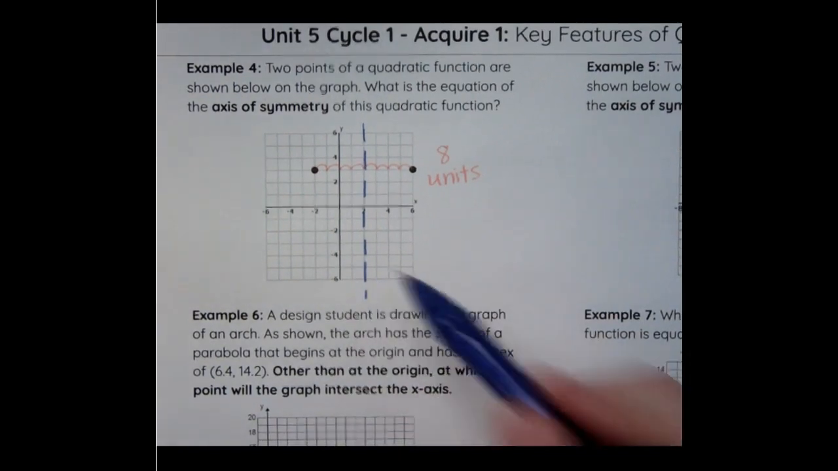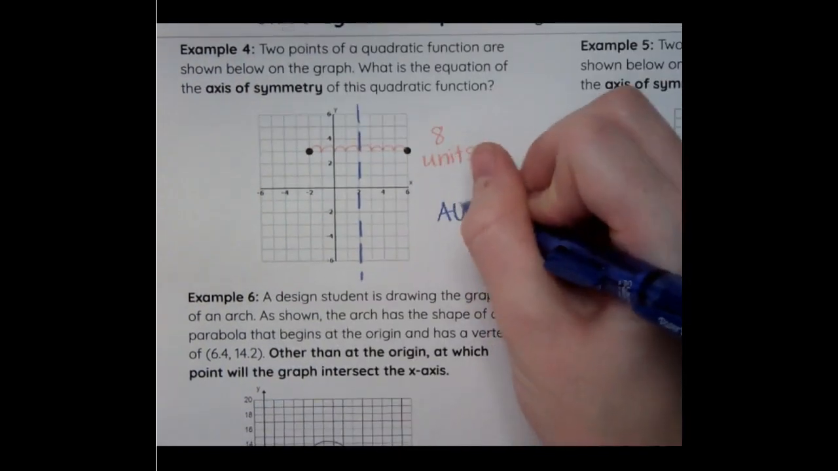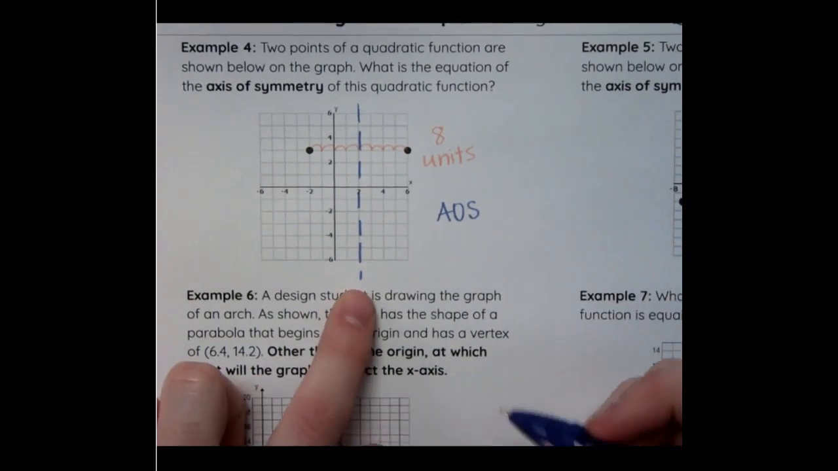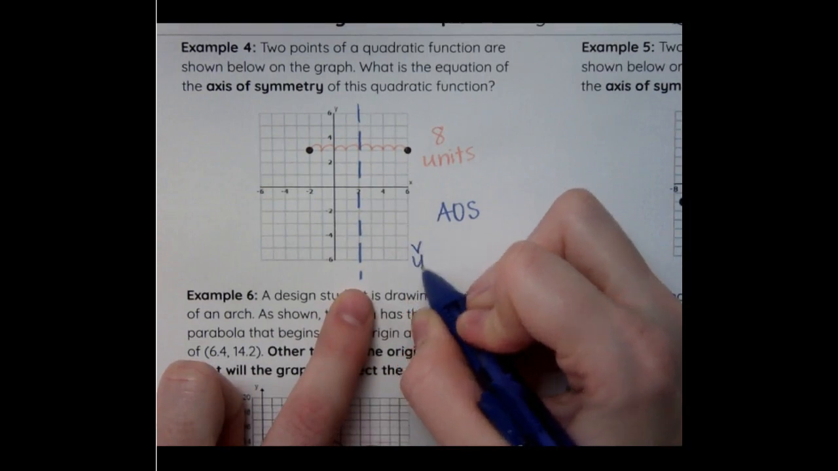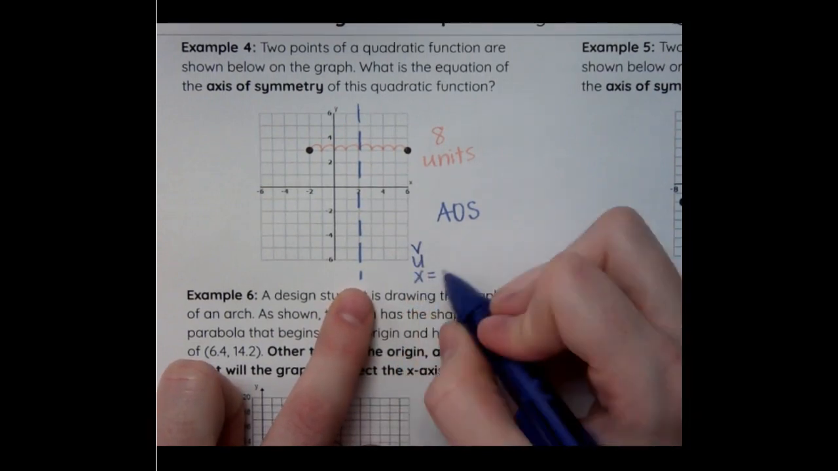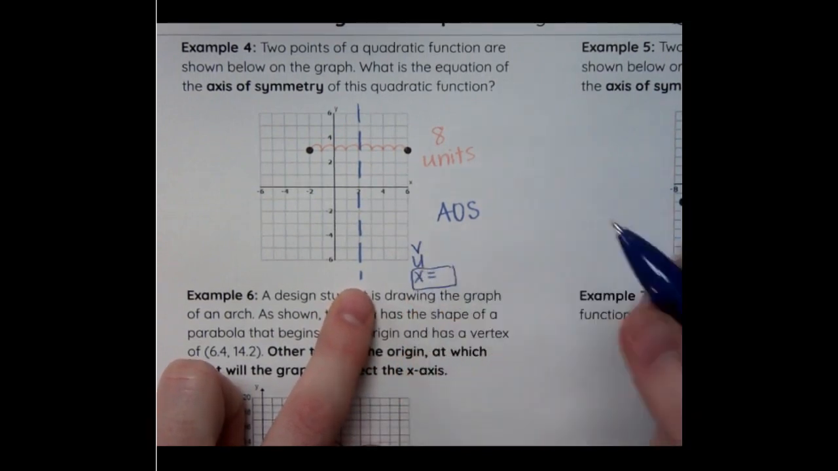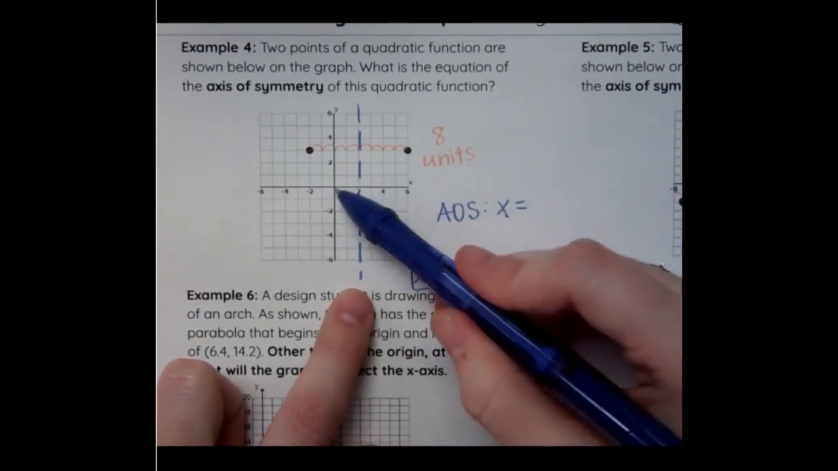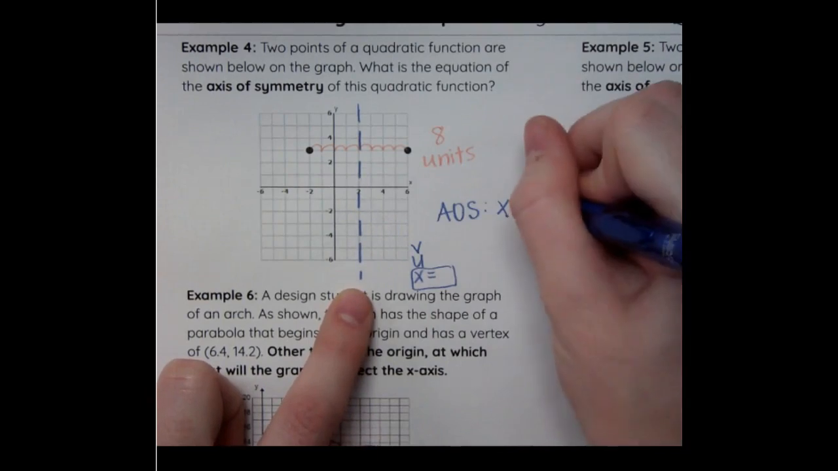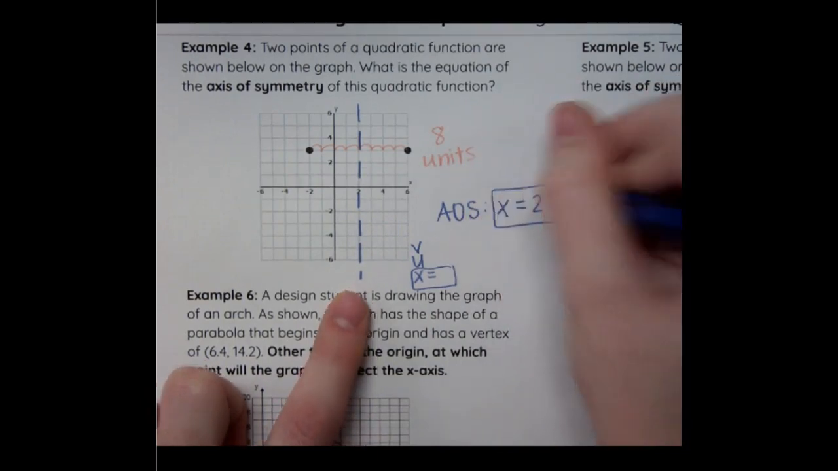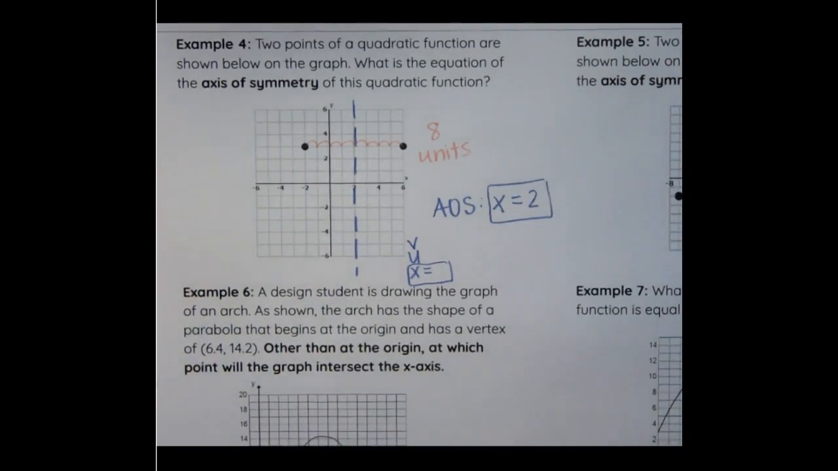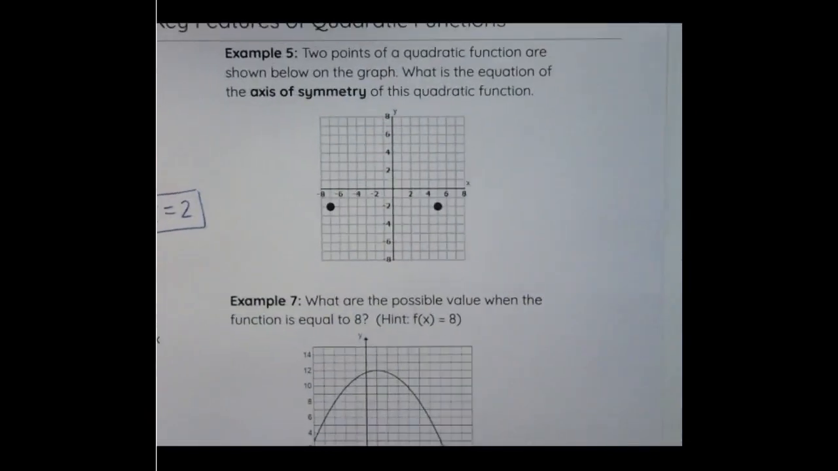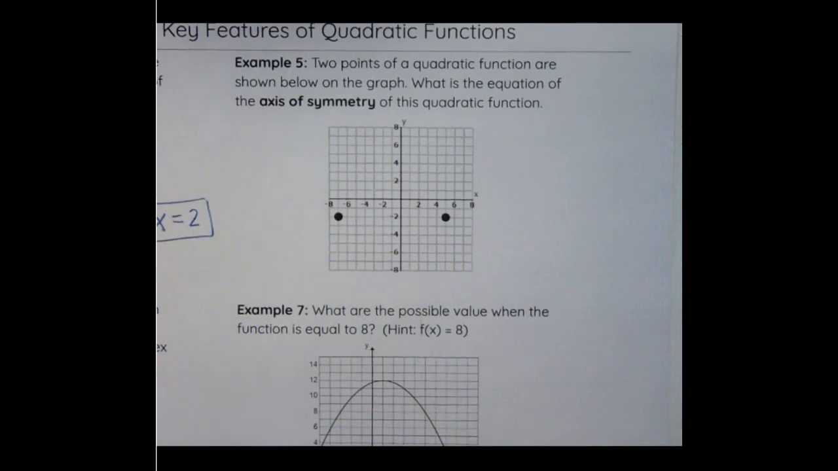So I've drawn the axis of symmetry, but now I need to write it out. Remember, it's a vertical line, so we think of VUX. X equals a number is our equation. So my axis of symmetry is x equals 2. That's it. So I want you to try number 5, and then check it when you finish.